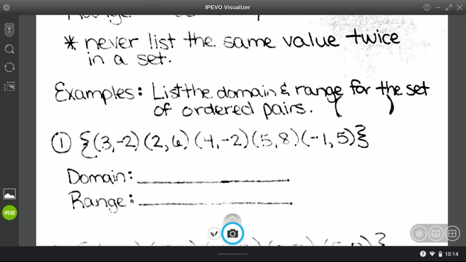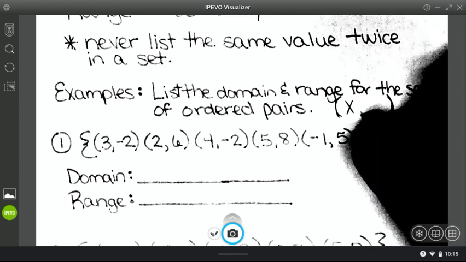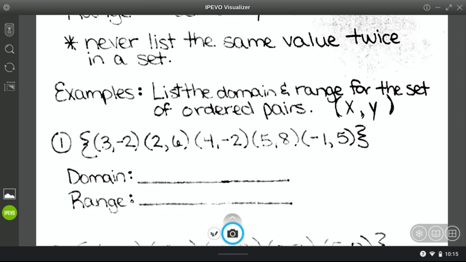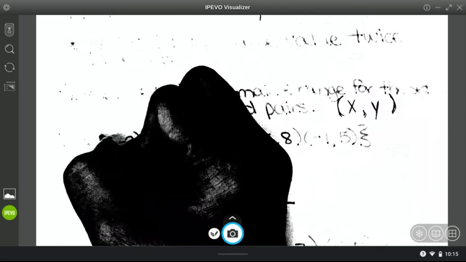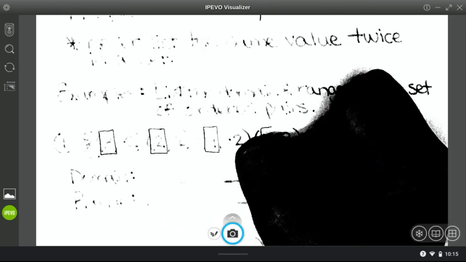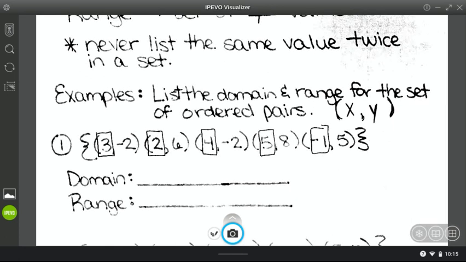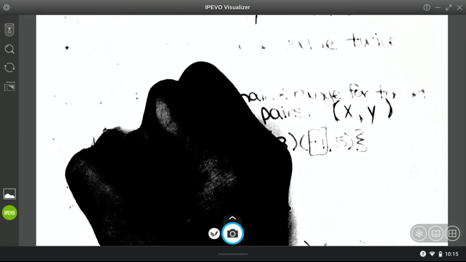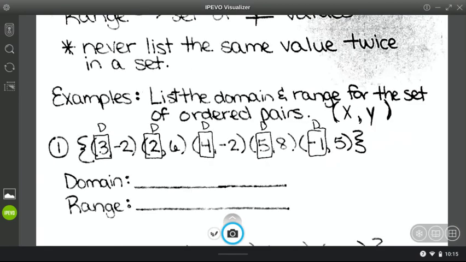Well, when you list a point, is it the x coordinate or the y coordinate that's first? All right, the x coordinate is always first. The y coordinate is always second. So when we are doing the domain, we are looking at the first number in an ordered pair. So these here are part of the domain, all of the x coordinates. So these belong to the domain, and I'm just going to put a little d above them to show they're part of the domain.